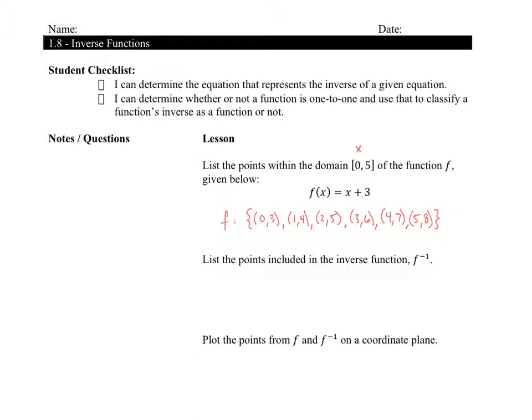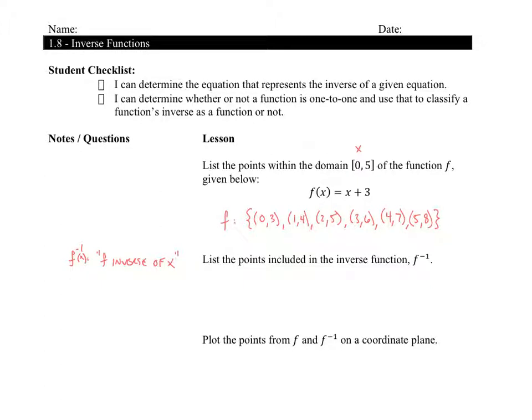Okay, so there are other points, right? For f, you could also plug in a 0.2 or a 1.75. But we're only listing the integer points just to get our point across here. So now what we've been asked to do is to list the points included in the inverse function, f inverse of x. That's what that means. So that's some notation we want to be aware of. f negative 1 of x is f inverse of x. When I say f inverse of x, I'm referring to this notation of f with a little negative 1 denoting that it's an inverse.